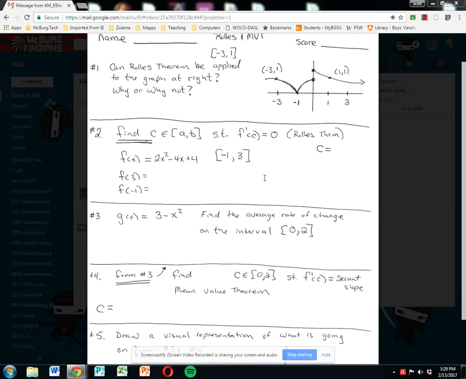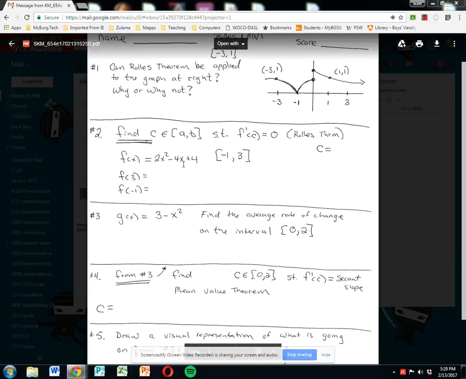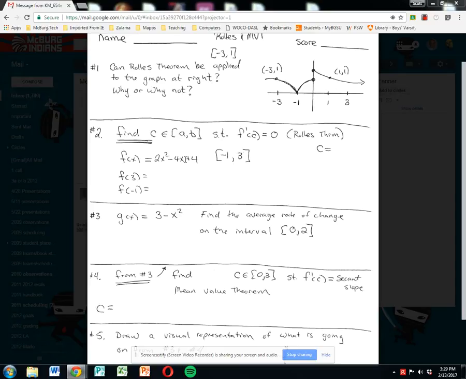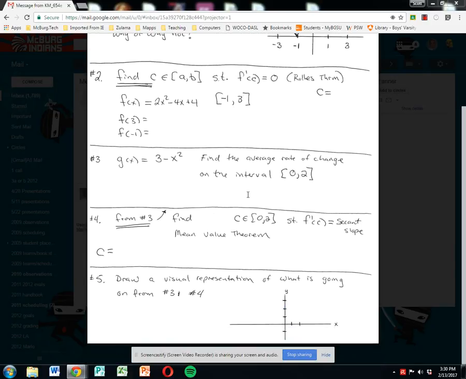Number two says Rolle's theorem can be applied on this one. We know that this is just a simple parabola, so this is definitely continuous and differentiable. If you plug in -1 and you plug in 3, you should get the same y value. And then you're going to have to know what to do with it from there. Obviously, find the c value here guaranteed by Rolle's theorem, such that f prime of c is 0.